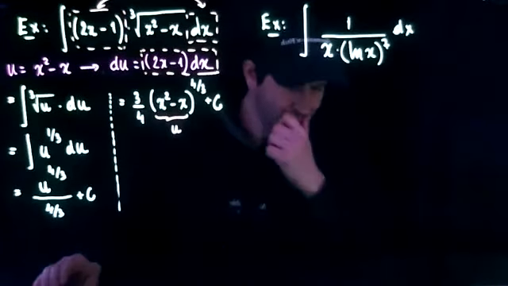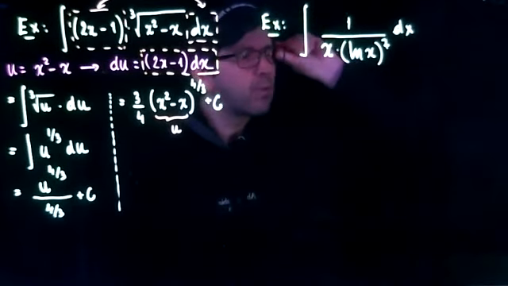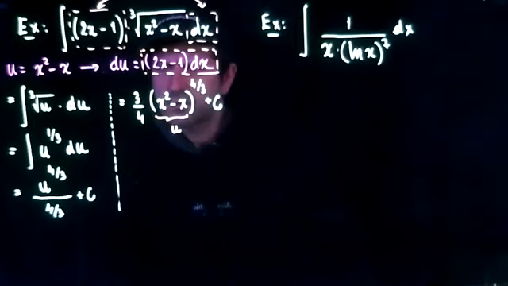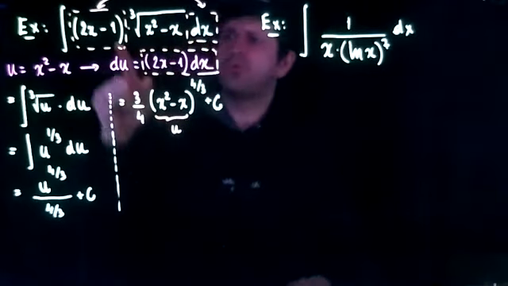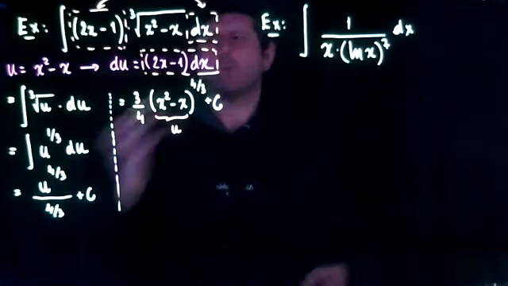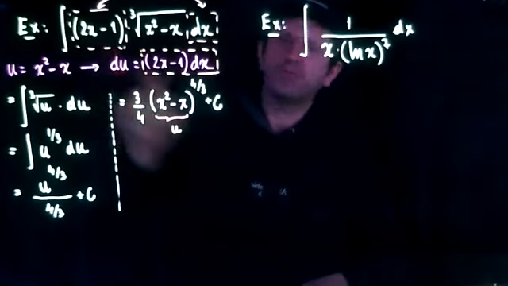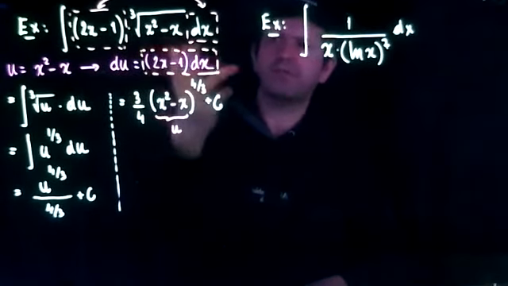I have a question. Why didn't we use 2x minus 1 as the value of u? You could have, but it won't work. Okay, well, it doesn't work because if you do the derivative of 2x minus 1, you just get 2. And that's not what's left.